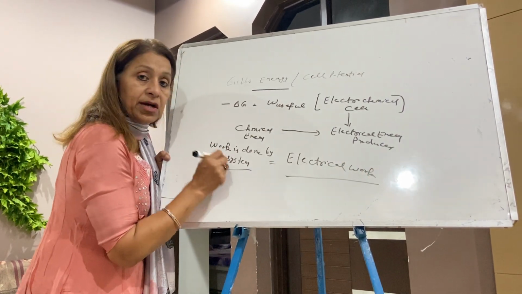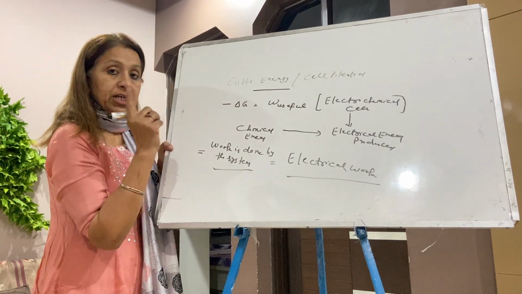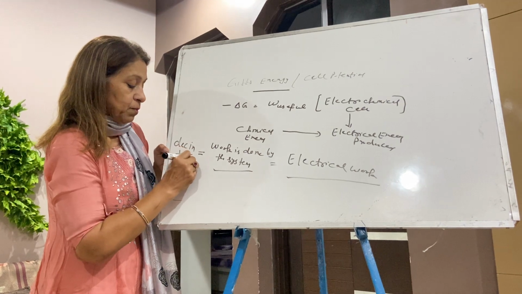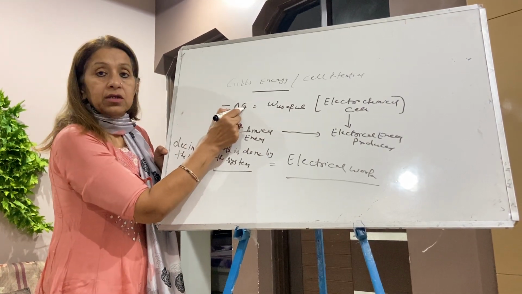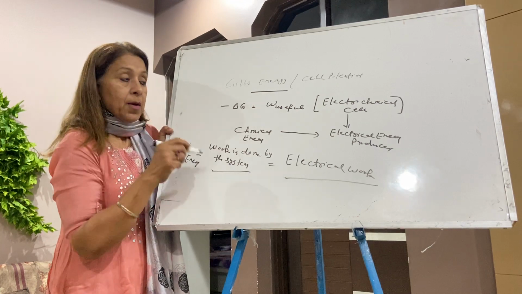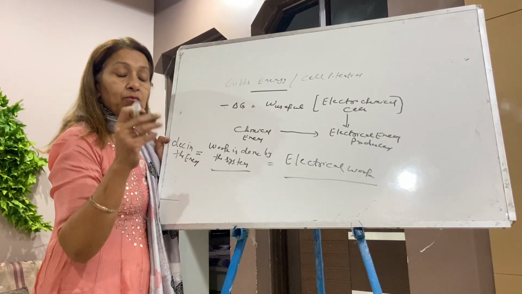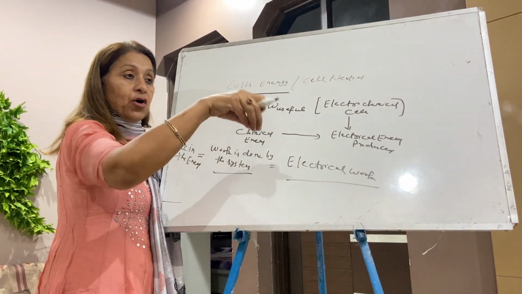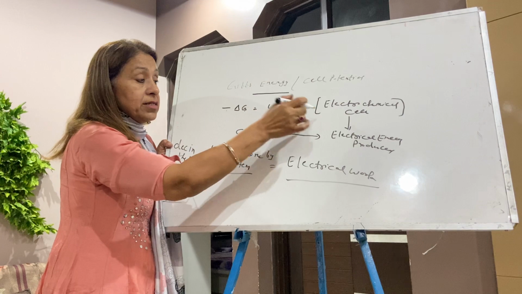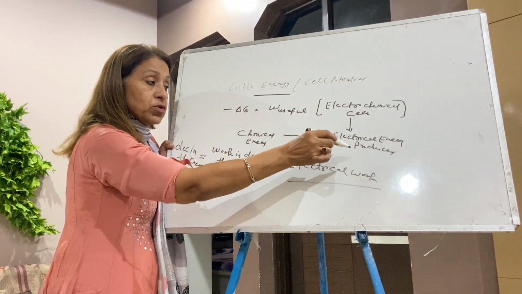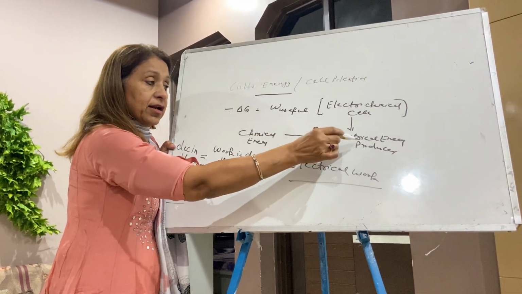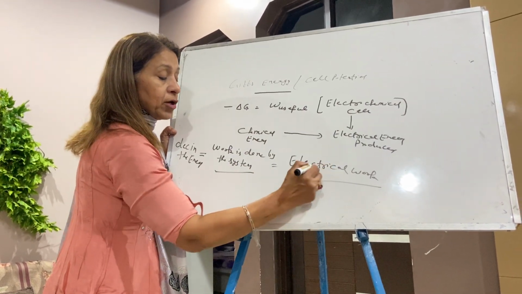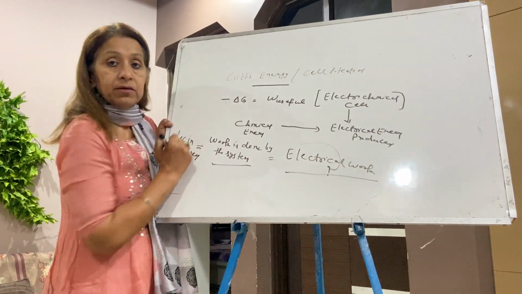When the work is done by the system, students, energy always decreases. Work is done by the system. But in an electrolytic cell, we supply the electrical energy, so work is done on the system. In an electrochemical cell, electrical energy is produced from chemical energy, which means work is done by the system, that is electrical work. The question is, what is electrical work?